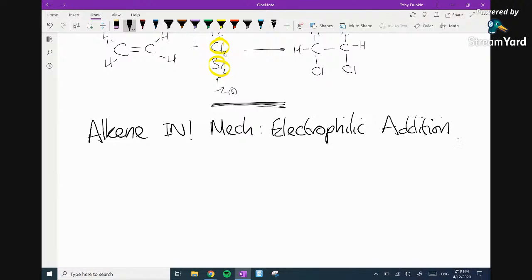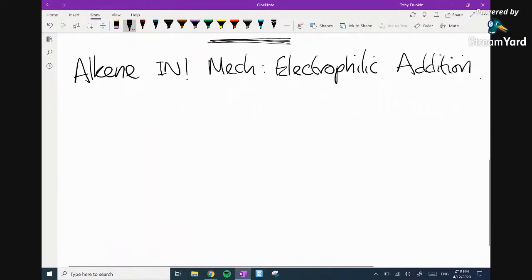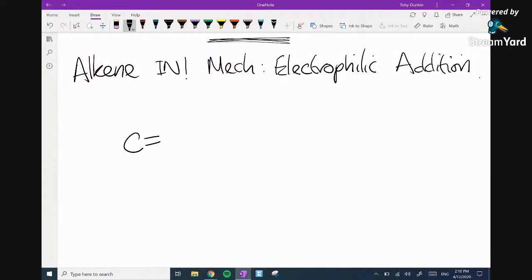So let's see what that now looks like. Okay, so we have an alkene go in. Now, alkenes, you guys all got told at GCSE, they're reactive, and they are. This is because the double bond is reactive. It can break relatively easily.